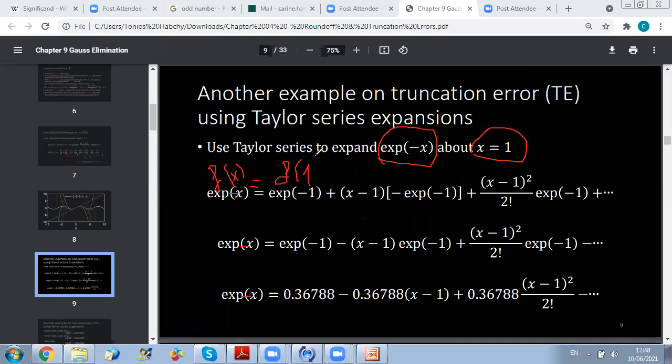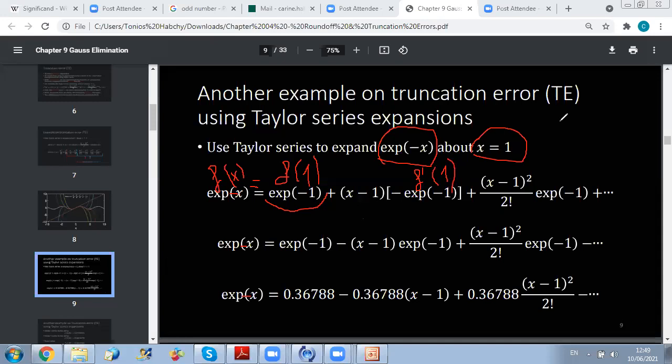The point we want to expand about is x equal to 1. So if we replace in the function, f of 1 is exponential of -1. So we have exponential -1 plus, now we have x minus a, so we have x minus 1 times the first derivative at point 1, okay? At x equal to 1. So for this reason, we should do the derivative.